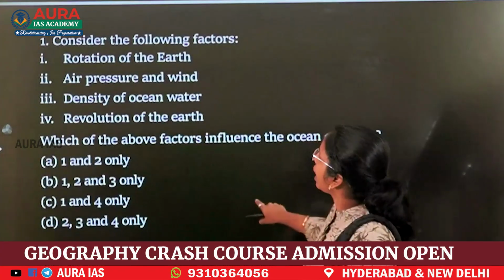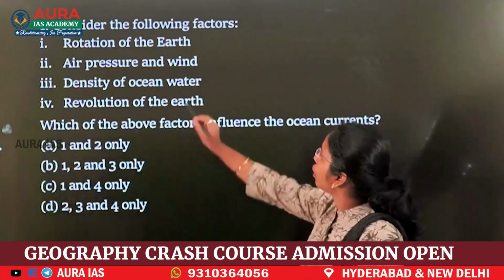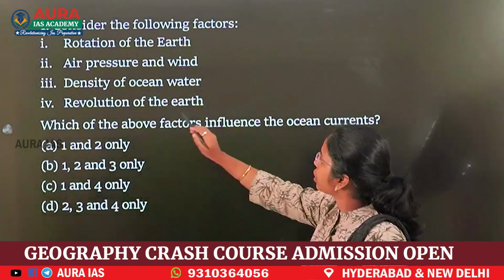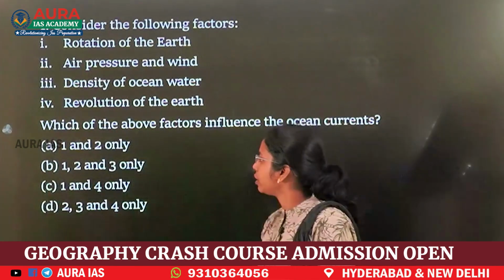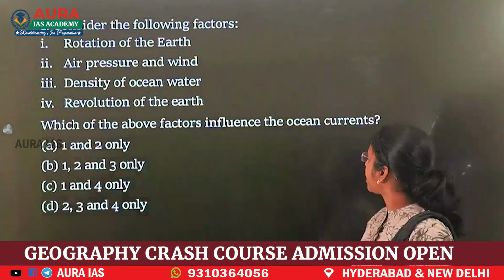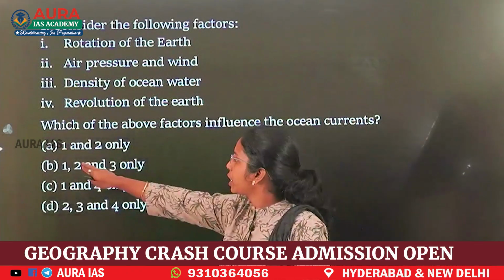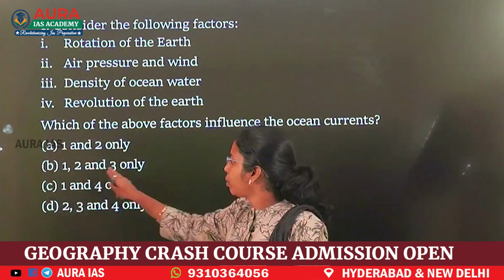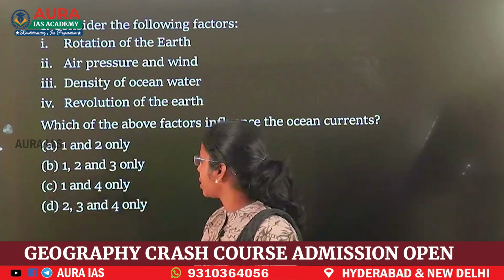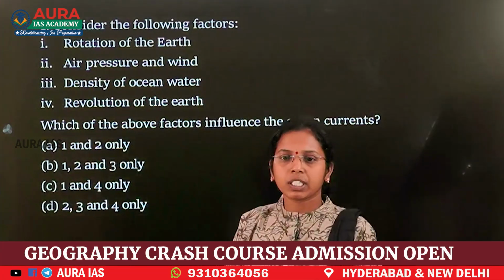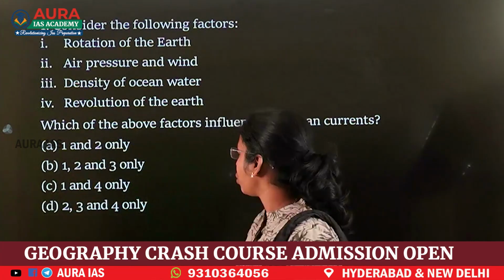First question: consider the following factors. Rotation of the earth; air pressure and wind; density of ocean water; revolution of earth. Which of the above factors influence ocean currents? Option A 1 and 2, option B 1, 2 and 3, option C 1 and 4, option D 2, 3 and 4. Now in this question we will see factors that influence the ocean currents.